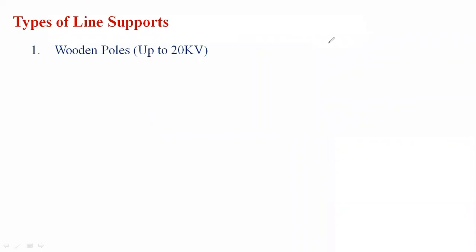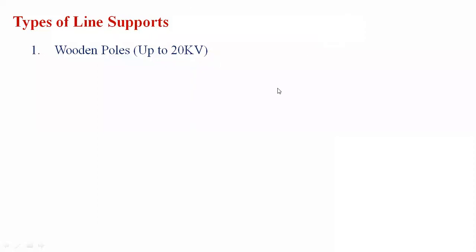Mostly, wooden poles are preferred for rural electrification, that is, for distribution purposes. For operating voltage we can use up to 20 kV, but practically we can use up to 11 kV. Here the wood is available in plenty and free of cost, so we can use it for wooden poles.